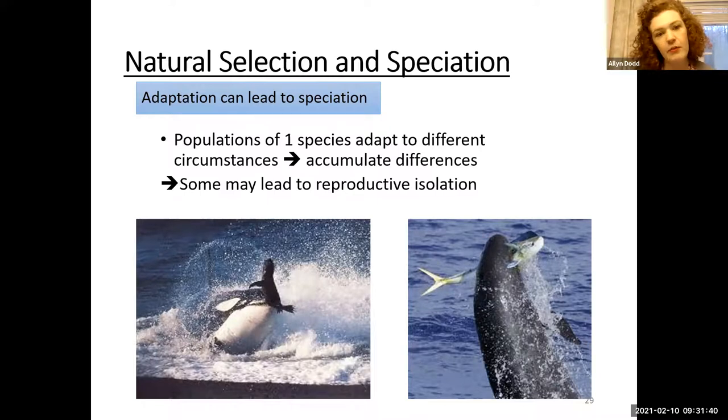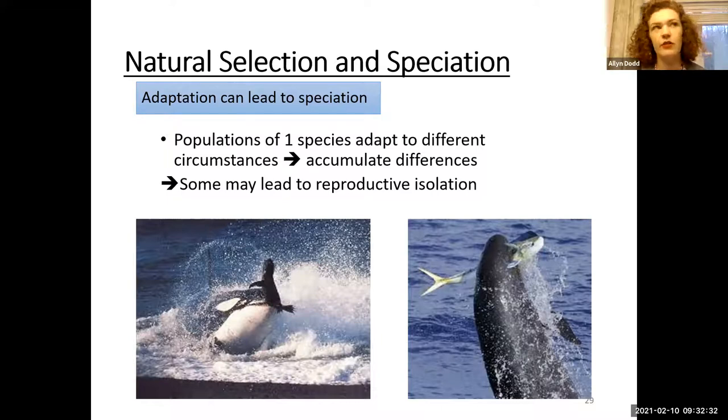Okay, so now let's talk about how adaptation can lead to speciation. So populations of one species can adapt, of course, to different circumstances, right? Different selection pressures, and they accumulate differences. And some of those differences may in turn lead to reproductive isolation, even if they're sympatric or relatively sympatric. Here I'm showing you an example with whales. What I'm getting at here is that you can have organisms that have different food resources. So these are two whales that are eating two different things. And that could lead to reproductive isolation because they have differences in their niche. And those differences in the niche in turn lead to speciation.